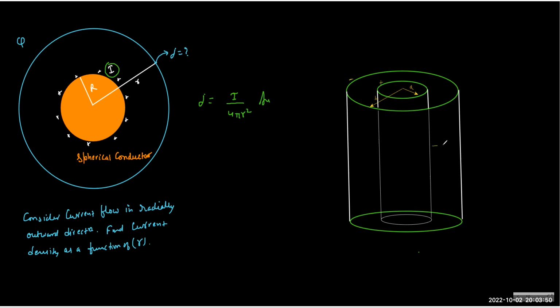So imagine the current is moving radially away. So find the J as a function of r. Current density will be how much? Tell me. I by 2 pi r L.